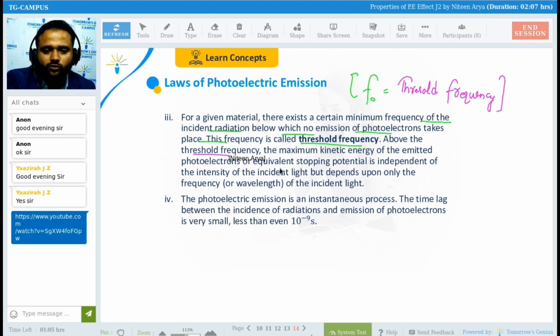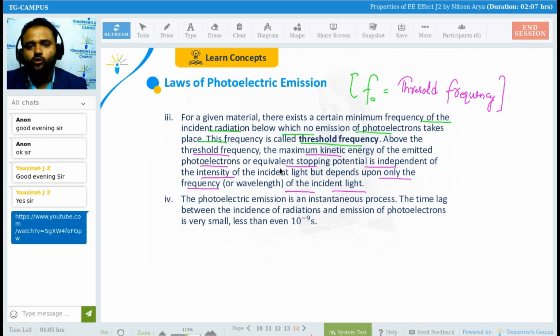Above the threshold frequency, the maximum kinetic energy of the emitted photoelectrons, or equivalent stopping potential, is independent of the intensity of the incident light, but depends only on the frequency or wavelength of incident light. If my incident radiation doesn't have a frequency equal to or greater than the threshold frequency, or the corresponding wavelength, the emission or ejection of photoelectrons is not possible. Is this clear, everyone? Clear now?